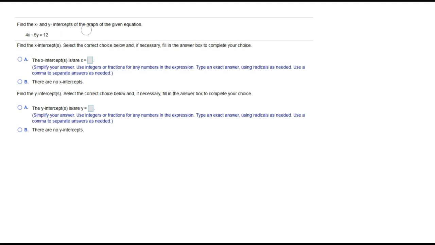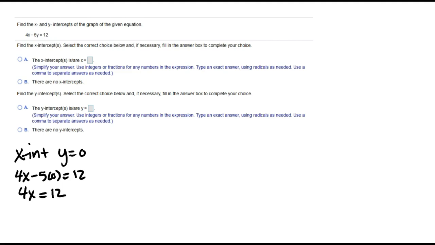Find the x and y intercepts of the graph of the given equation, 4x minus 5y equals 12. So we're going to find an x-intercept by letting y equal 0. So that's 4x minus 5 times 0 equals 12. 4x equals 12, divide by 4, and x equals 3. I like to write my x-intercepts as ordered pairs, 3, 0, but if I look in my directions here, it says to enter them as integers or fractions. So we would just write x equals 3 for our x-intercept.